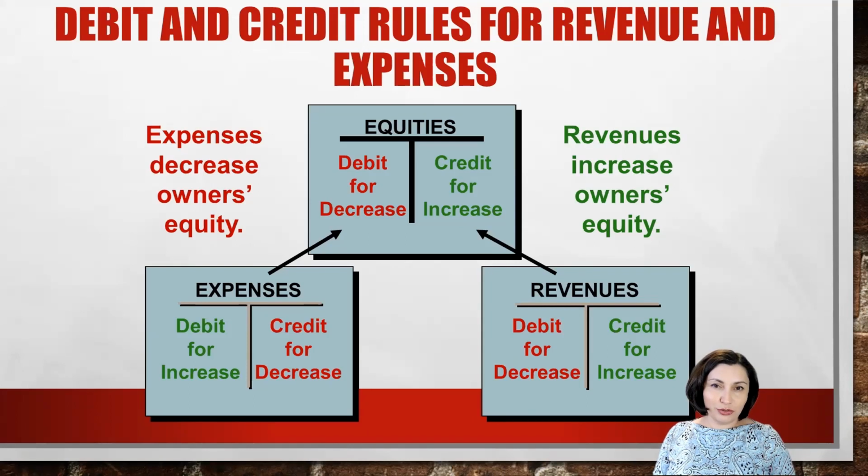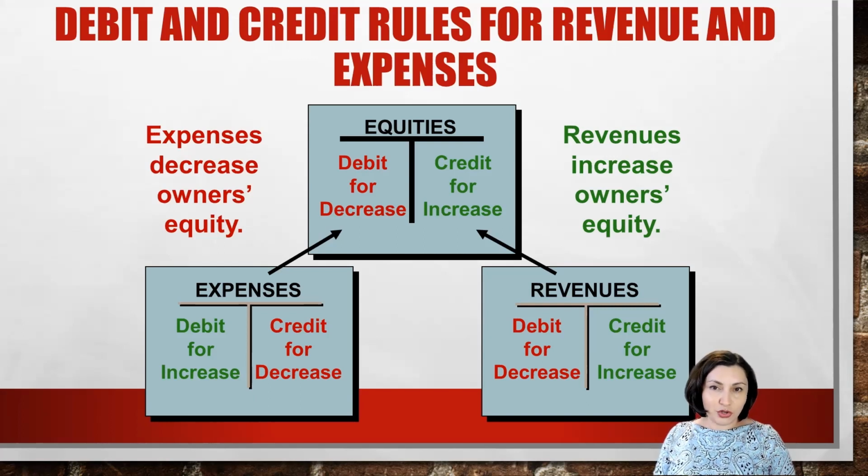Let's take a closer look at recording revenues and expenses. Remember, we discussed that net income increases retained earnings and owner's equity. Since net income is an excess of revenue over expenses, we can conclude that revenues increase owner's equity and expenses decrease owner's equity.